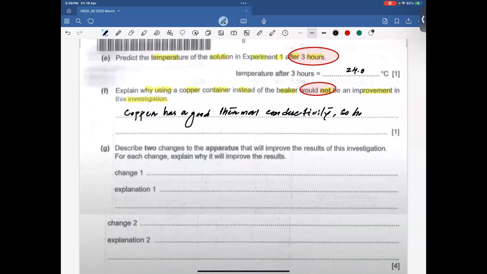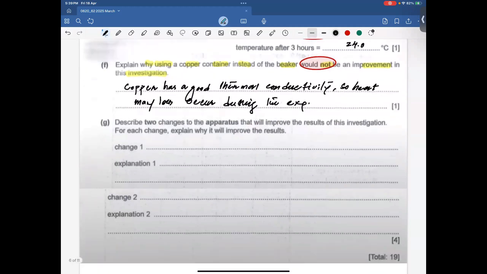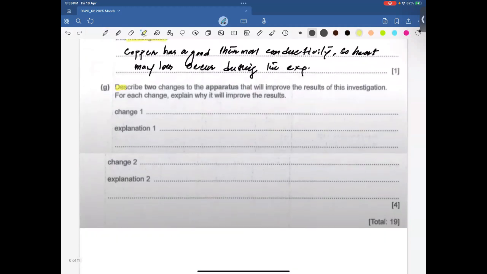So heat loss may occur during the experiment. Describe two changes in the apparatus that will improve the result of this investigation. For each change, explain why it will improve the result.